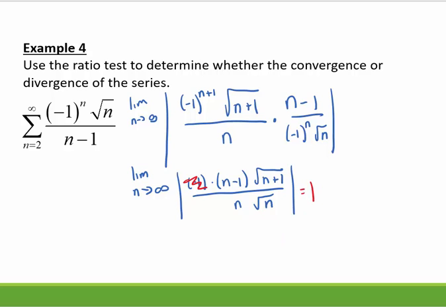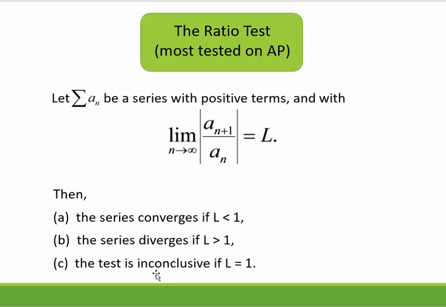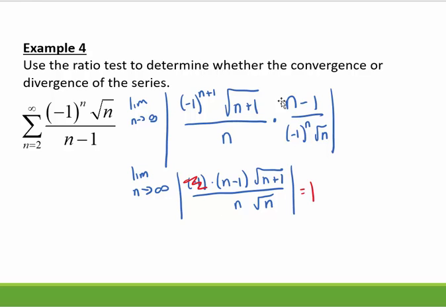So remember back here, if our limit equaled 1, we're inconclusive. So this test would be inconclusive for a ratio test. But what test could I use? If you look, this is alternating. So what if I use my alternating series test? Now for the alternating series test, I want you to show me a few terms to show that the terms are decreasing.